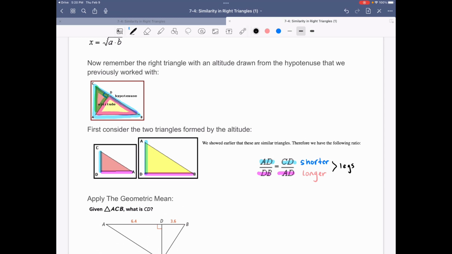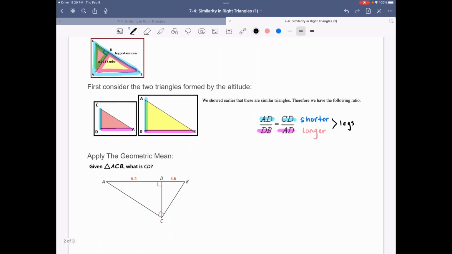Is that a word, hypoteni or hypotenuses? I don't know. Octopi, octopuses.